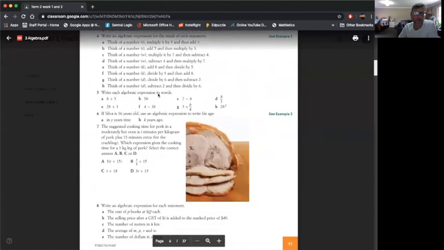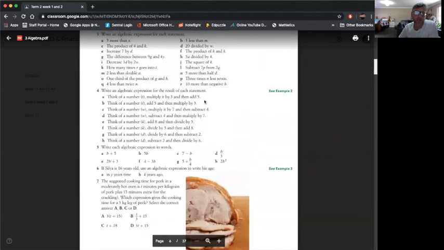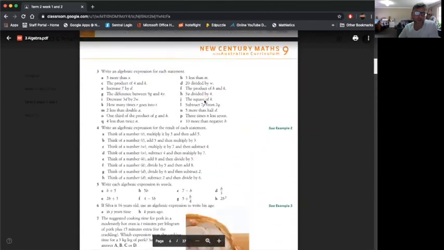Okay, and then write an algebraic expression in words. So b plus 5, so you would say increase b, or increase a number, and in brackets b, like they've put here, a number, and then in brackets b. So you go increase a number (b) by 5. All right, or you could do something like 5 more than a number (b). So basically, we're just doing these ones here up to question 5, okay?